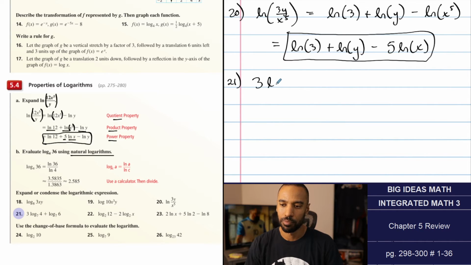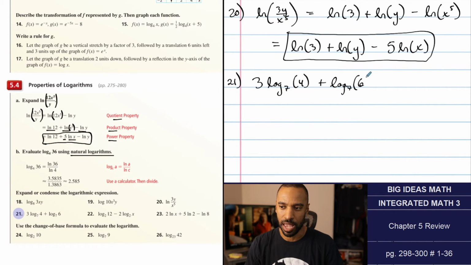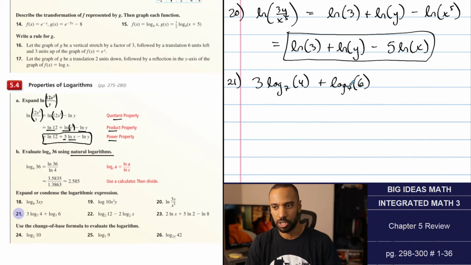So number 21, we have 3 times log base 7 of 4 plus log base 7 of 6. One of the things that needs to happen, and it will, is that these logs need to be the same base. Just like when we write these ones out, they need to all be log of that base that you started with. So these all need to be log base 7 when we contract them, condense them.